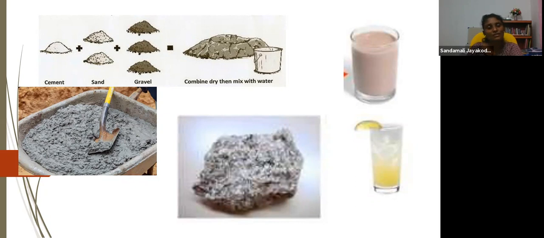Then it has a few components. But these components are not just added.